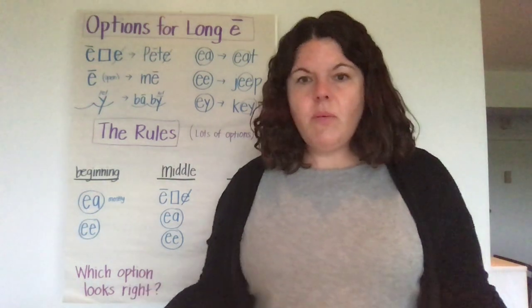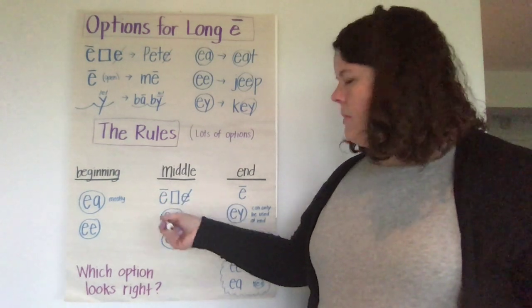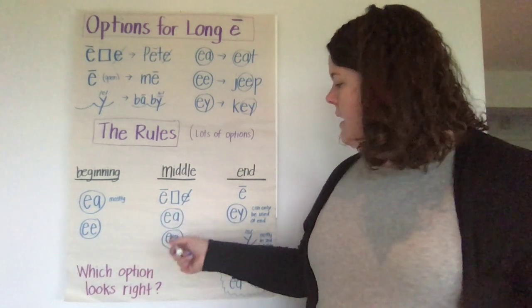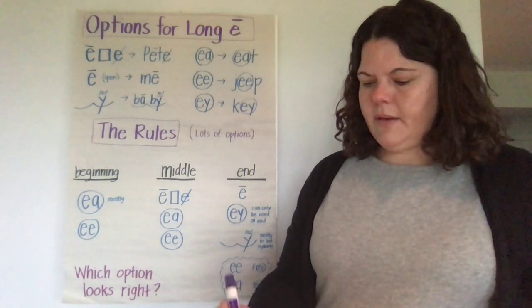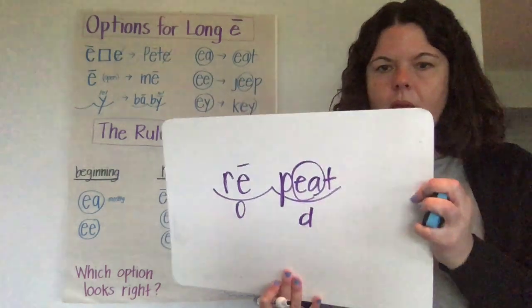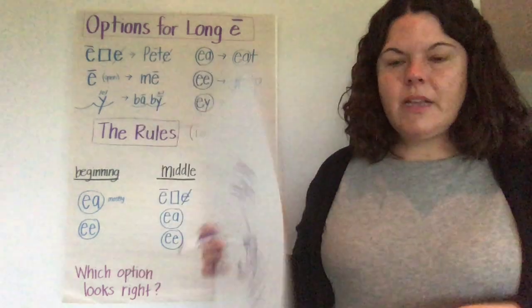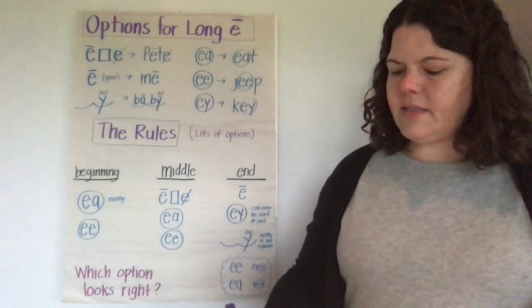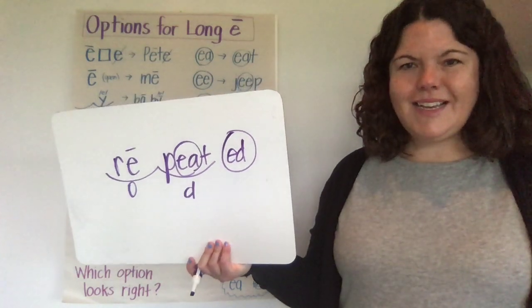Now we have to think about what would say Pete. Is it going to be P-E-T, P-E-A-T, or P-E-E-T? You pick which one looks right. Repeat. Now if you want to get real fancy, make it repeated. What suffix says id? It's not ID. It is ED. Nice work.